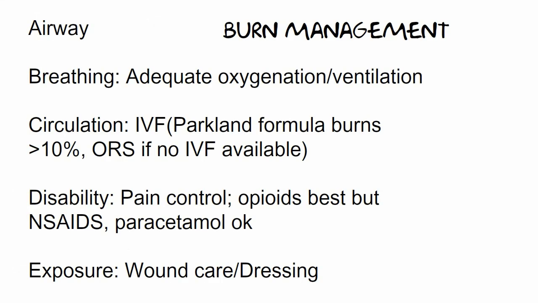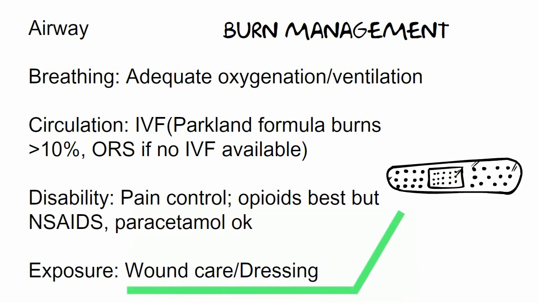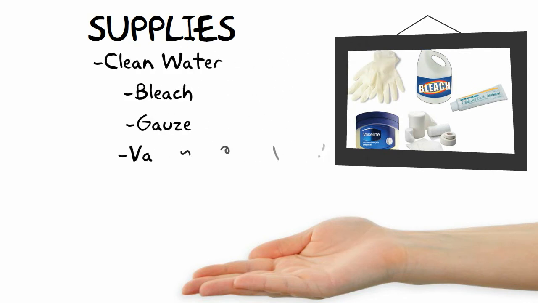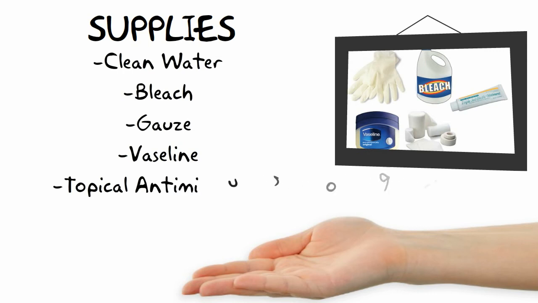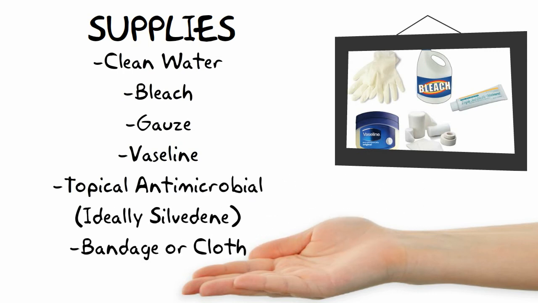After you have provided adequate analgesia, the next important step is wound care. The supplies you will need include clean water, bleach, gauze, Vaseline, a topical antimicrobial agent like Silvadene, a roll-on bandage like Curlix, or a cloth bandage, which you will use to wrap the burn.